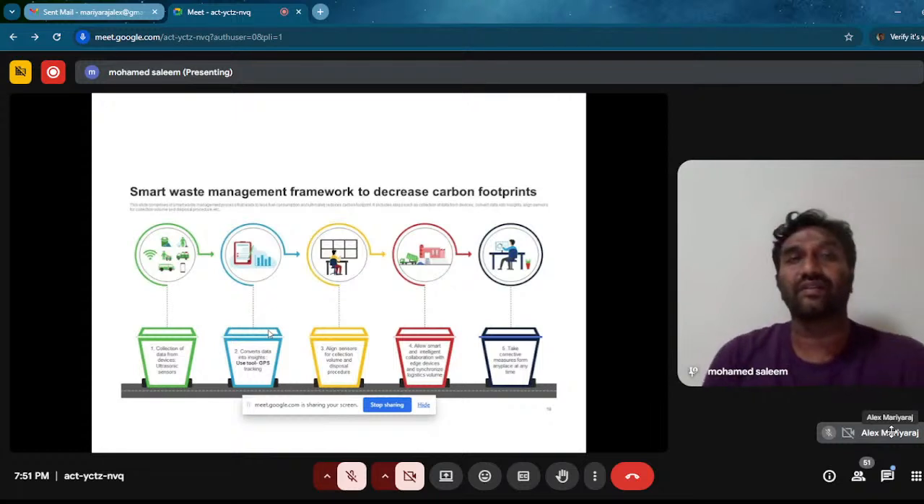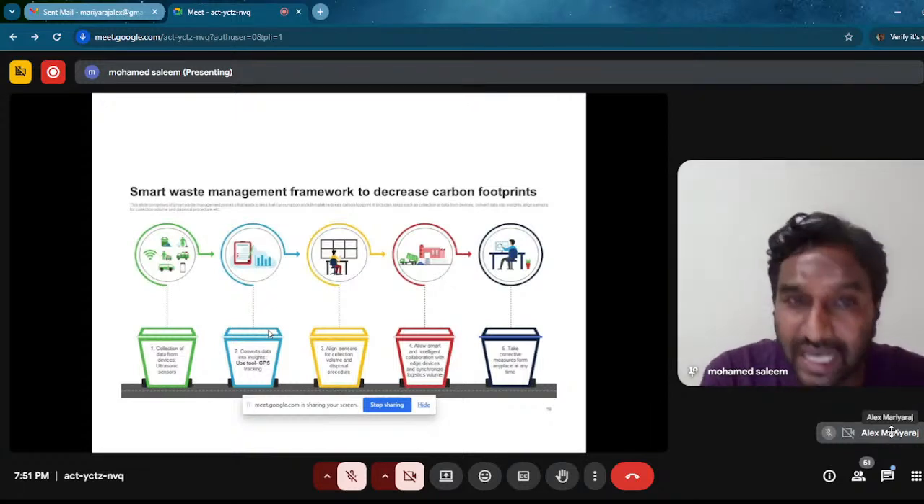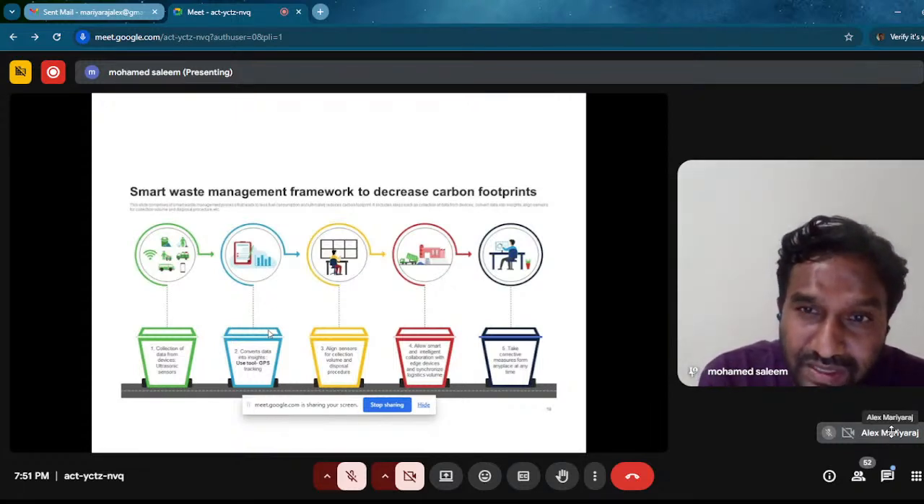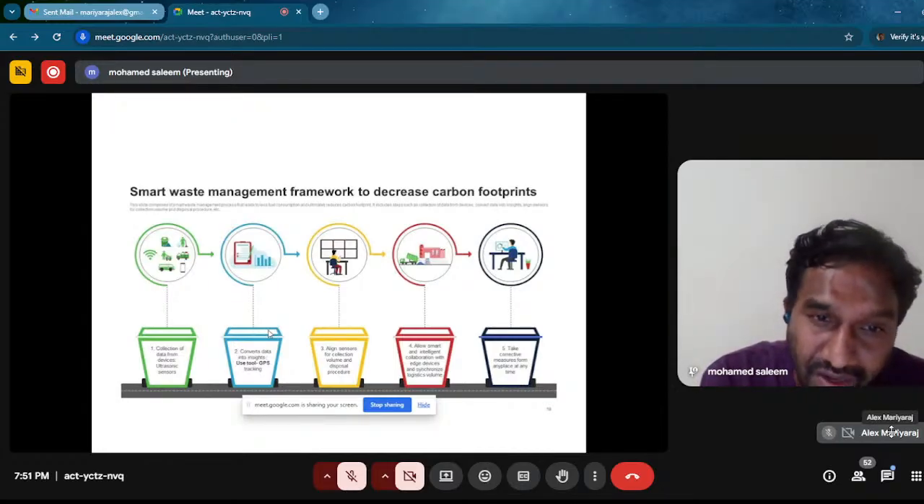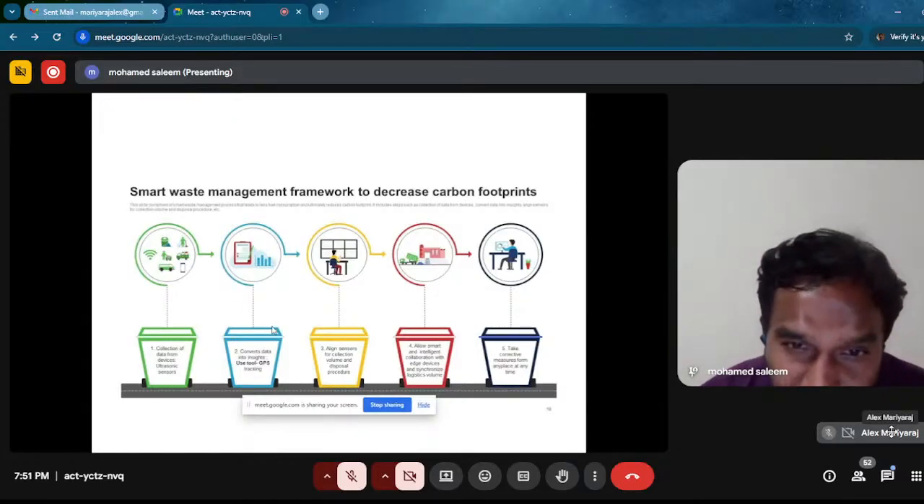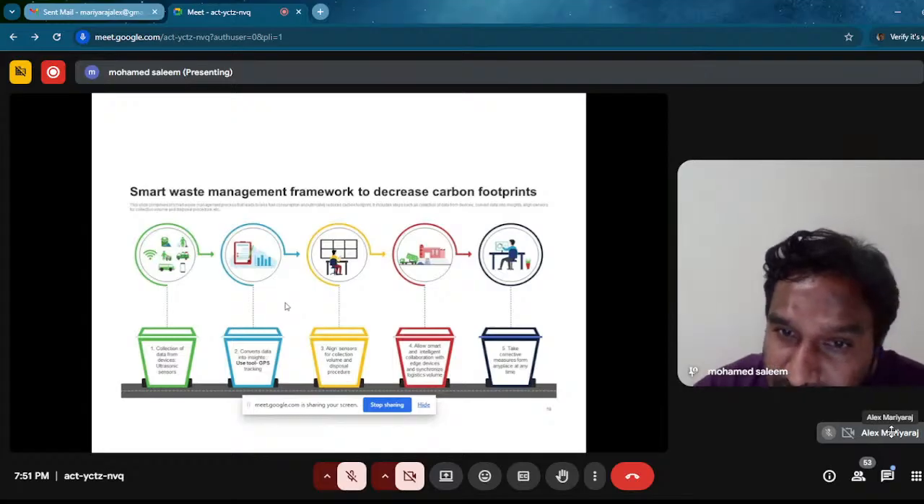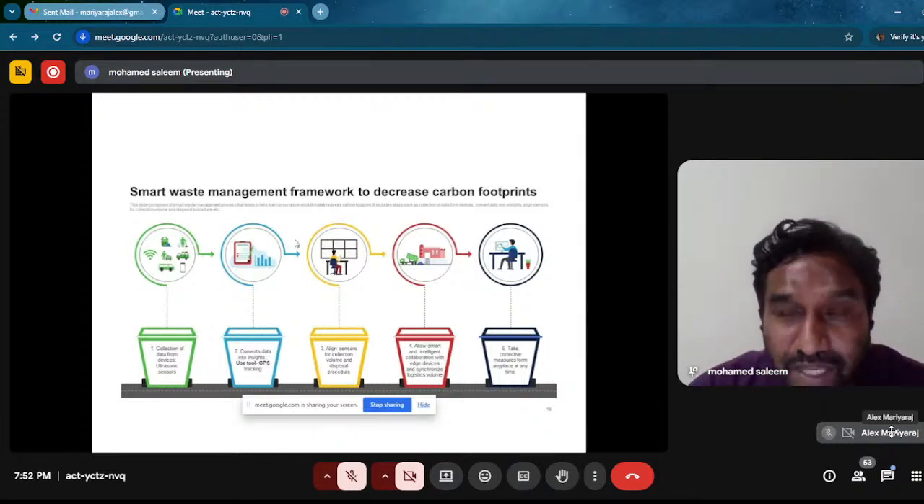If you see the waste management framework to decrease the carbon footprint, we have to go step by step, like collecting the information from the ultrasonic sensors and also using GPS technology to track the collection points of each bin location, and also aligning the sensor volume and the disposal procedure, allowing smart and intelligent collaboration with each device. Then we'll do corrective measures in case you want to do any replacement or anything.